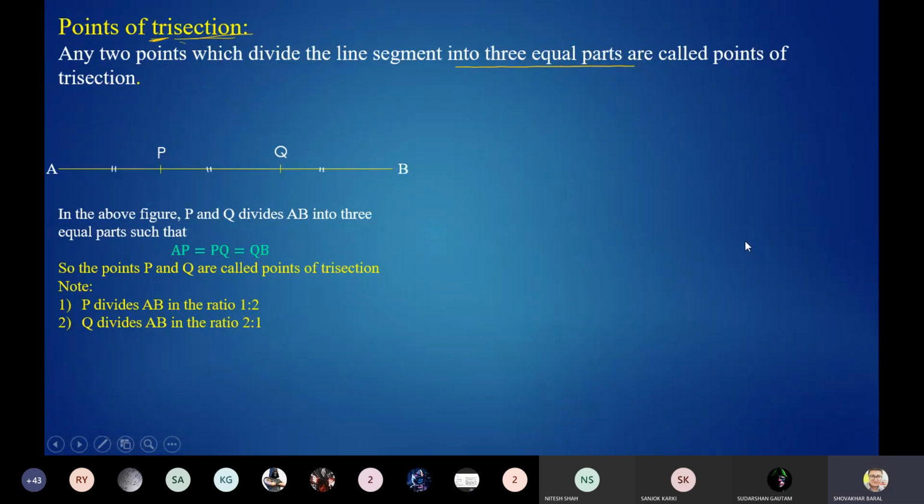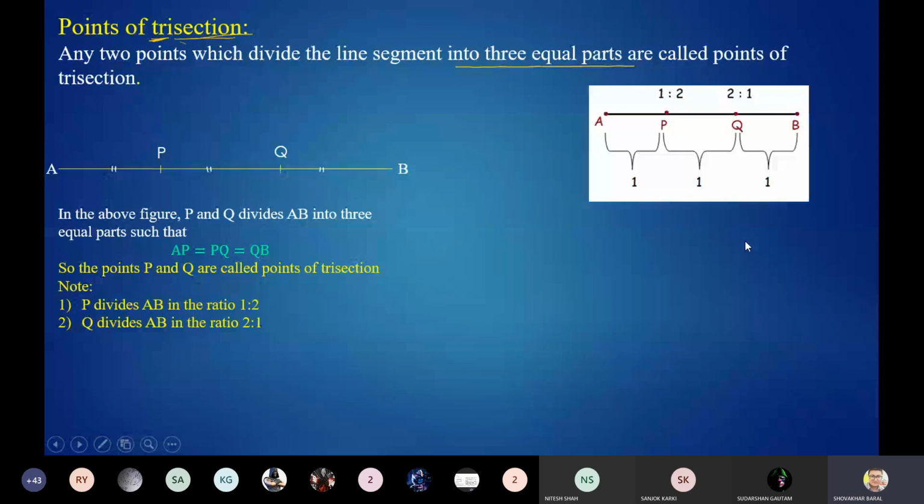Okay, if you have written it, let me explain it. What does it mean? See this figure. If you are willing to draw, then you can draw, otherwise it's not necessary. So this is the line segment AB, and these two points P and Q are on it. Here these three parts are equal. Let me suppose the length of AP is 1, PQ is also 1 and QB is also 1 centimeter. You may suppose 2, 3 or 4 centimeters, but they must be equal.